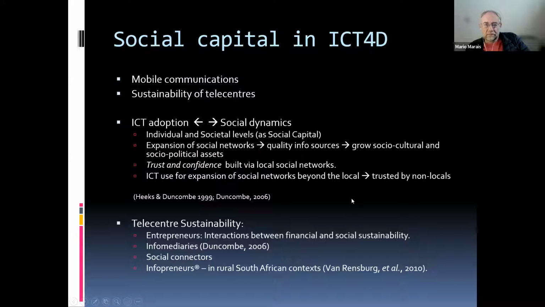So in ICT4D, there's been a huge focus on telecenters and mobile communications. At one point, telecenters were quite popular. And you've got this interaction between ICT adoption and social dynamics, at individual and societal levels. So if you expand your social network, you get to quality information sources and you grow assets. And the trust and confidence is now built by local social networks that are supported by IT. So your Facebook group and your WhatsApp group and all that creates new groupings. And so ICT is used for expansion of social networks beyond the local areas. So you can be trusted by non-locals, like Aldo in Netherlands.